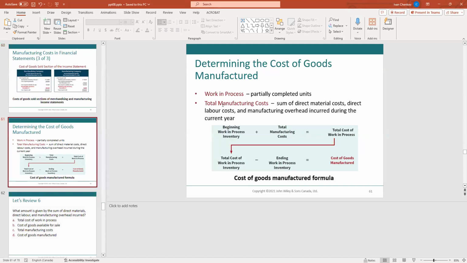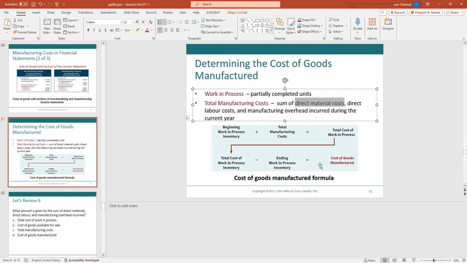So, work in process. Work in process are those units which are partially completed. Total manufacturing cost will be the calculation of the direct material, direct labor, and the manufacturing overhead.